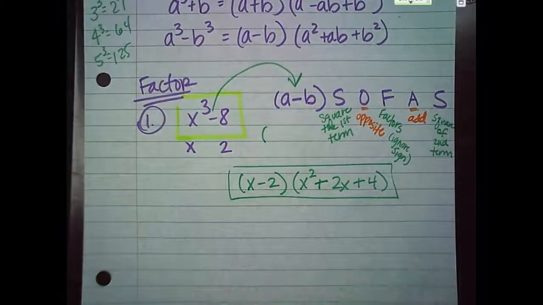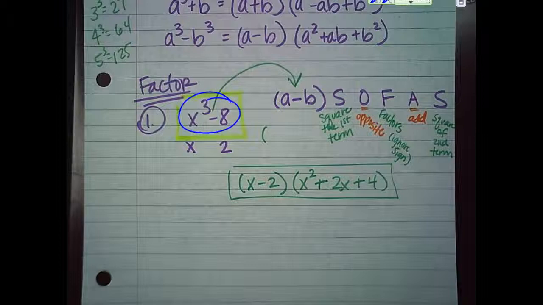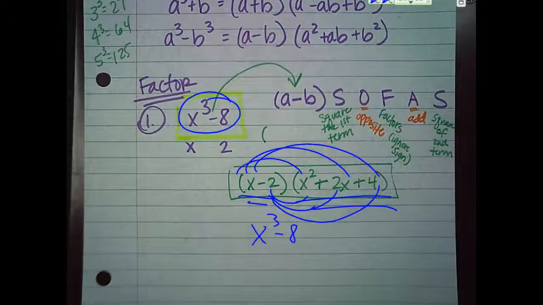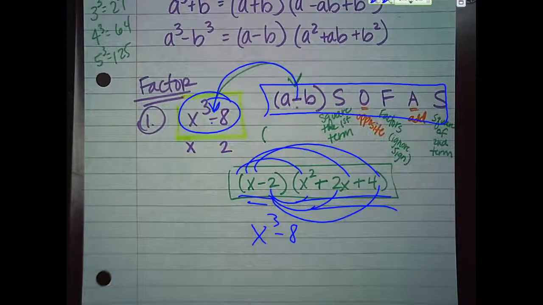Okay. Now, look what happens. You factored this binomial into a binomial and a trinomial. That's how it's factored. If I FOIL this all out and I combine like terms, I'm going to get x cubed minus 8. That's what it is. Okay? Now, your little trick, your a minus b, SOFAS, the a minus b is here. If this is a plus, you would use a plus b. Let me show you another one.